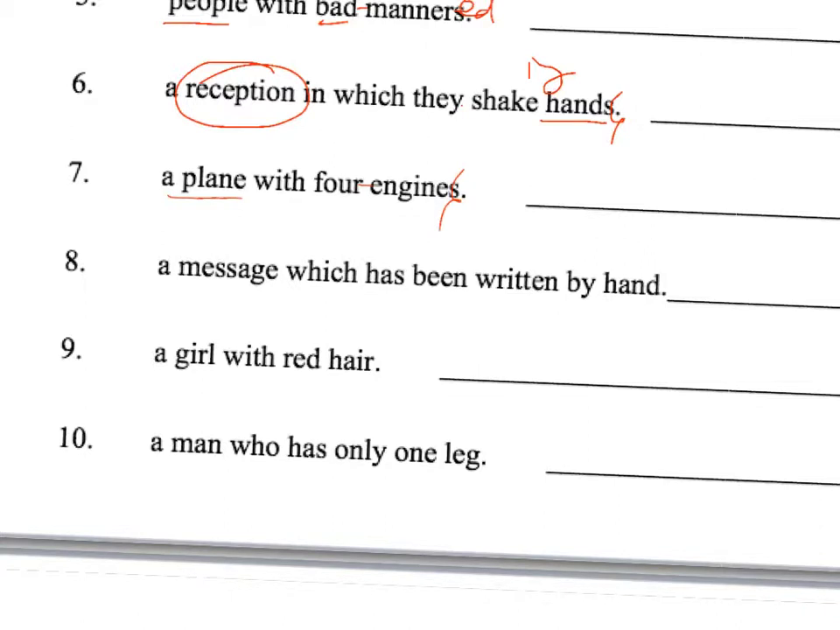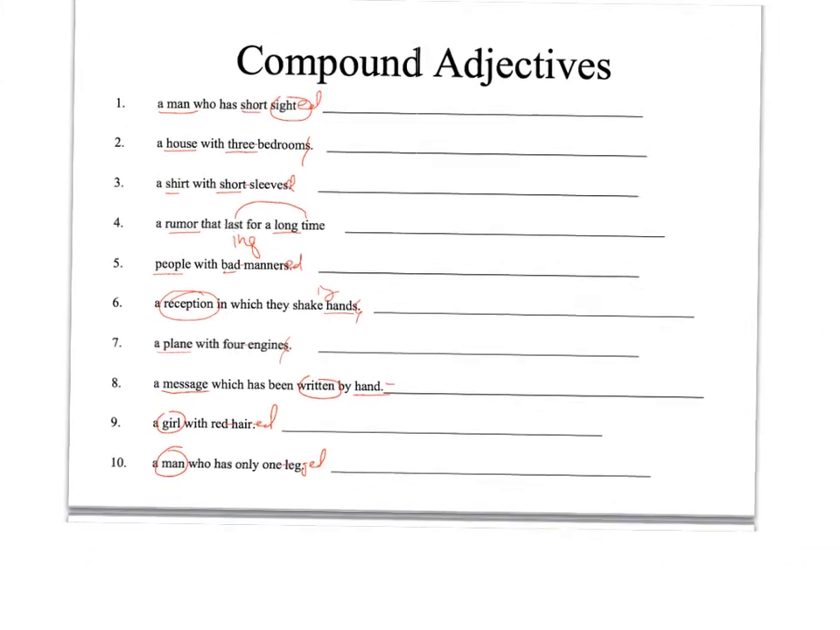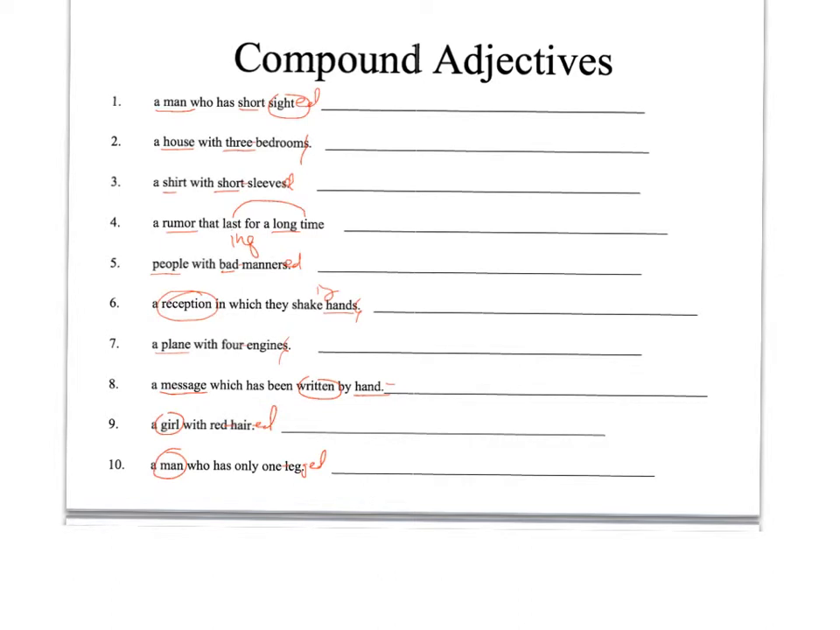A message which has been written by hand is a hand-written message, a handwritten message. Number 9, a girl with red hair is a red-haired, don't forget the dash there, a red-haired girl. And finally, a man who has only 1 leg is a one-legged, L-E-G-G-E-D, man, a one-legged man. So you see all the exercises completed there.